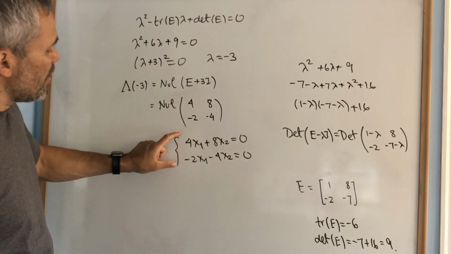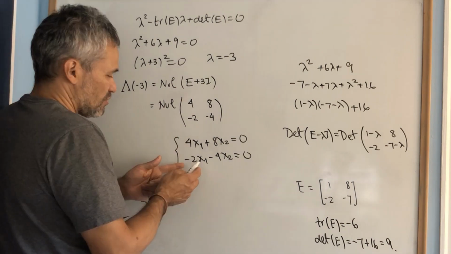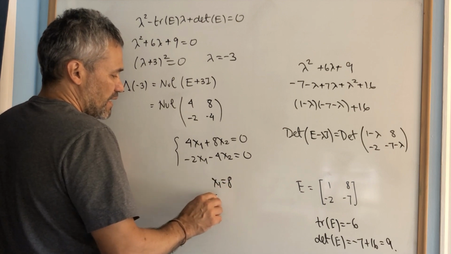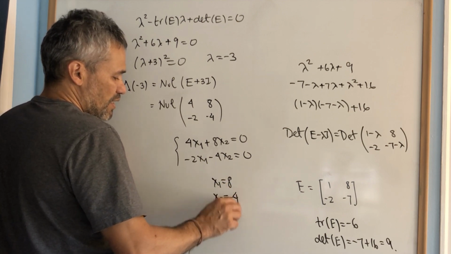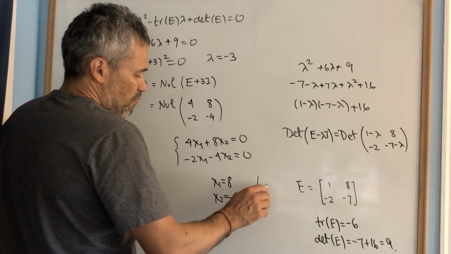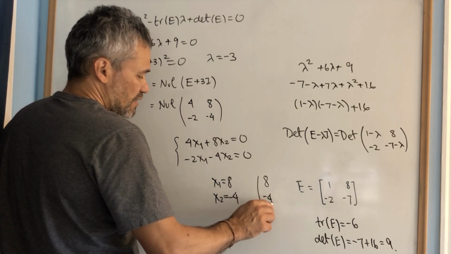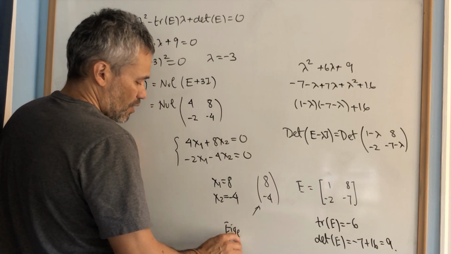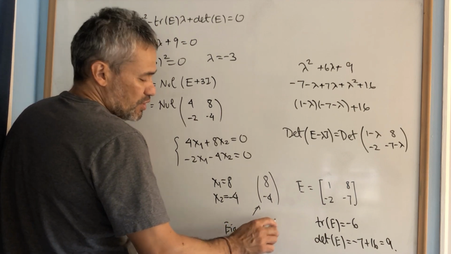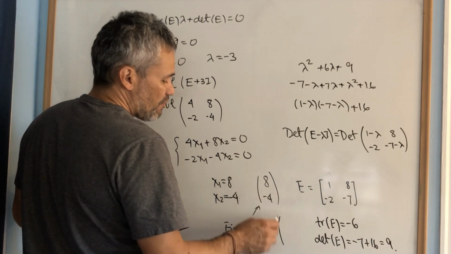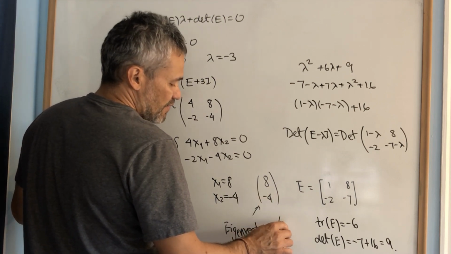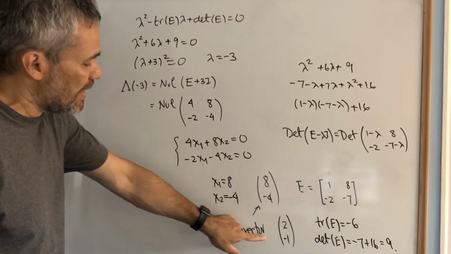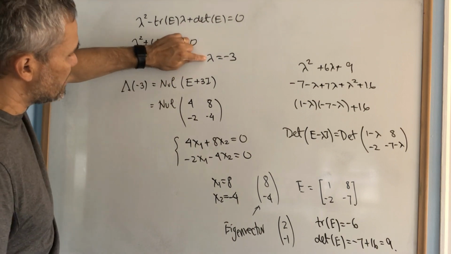As we mentioned before, the solution of this is going to be a multiple of a vector, and we can pick that vector to be x1 equal 8 and x2 equal negative 4. Then one possible solution is the vector 8, negative 4. This is an eigenvector. Notice that any multiple of an eigenvector is still an eigenvector. We can pick 2, negative 1 as well. But then this is the eigenvector associated with this eigenvalue.